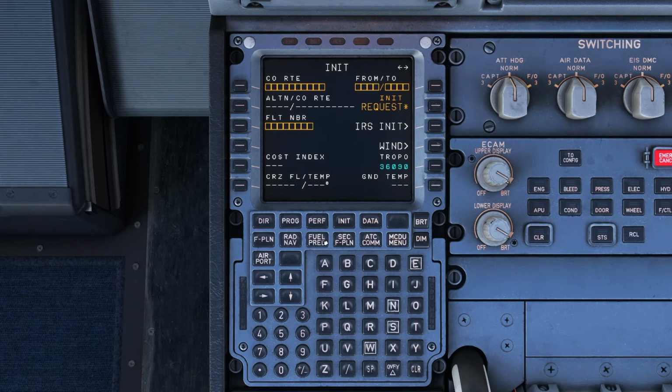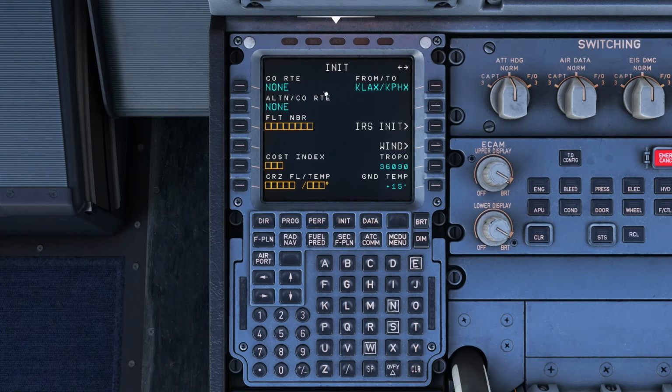I talked a little bit too much there. So here we are on the init page. And so you're going to put in from/to. We're going from KLAX slash KPHX. Boom.